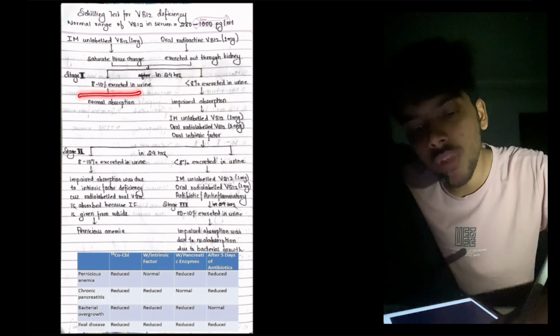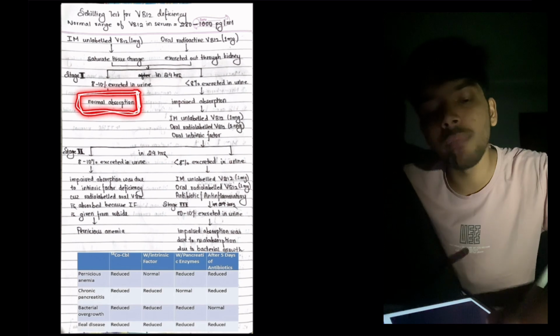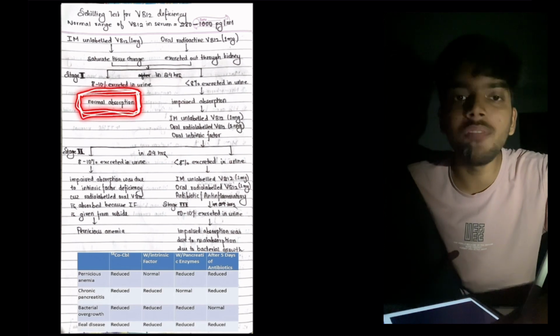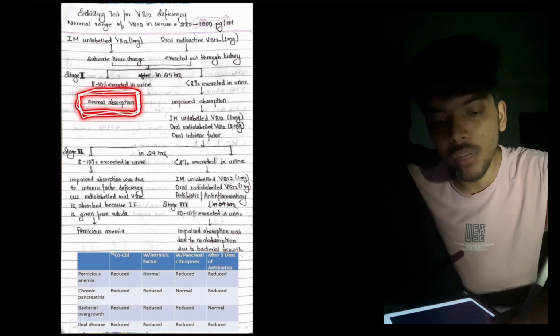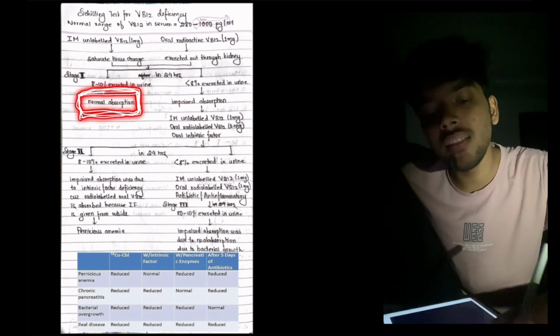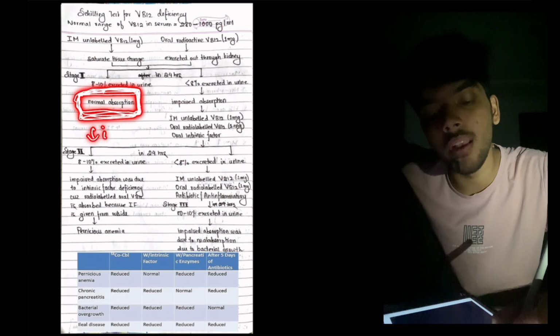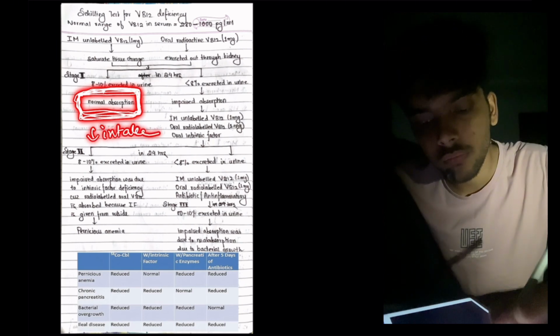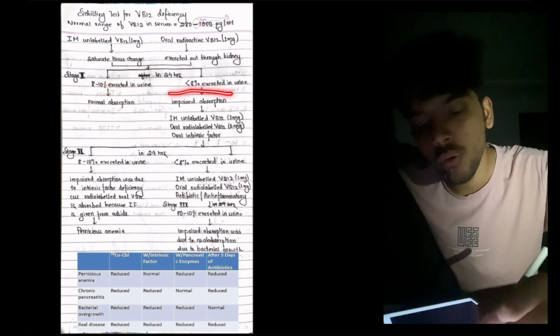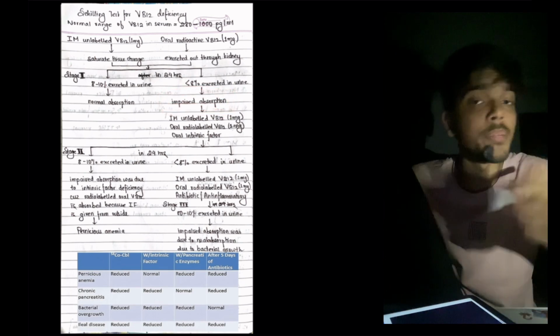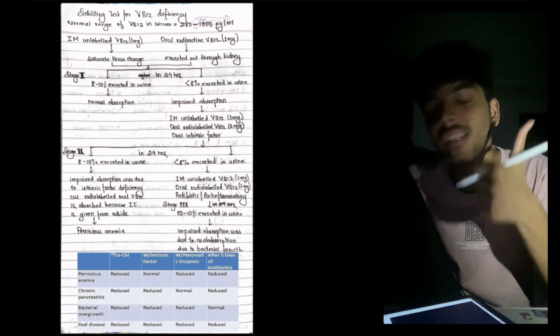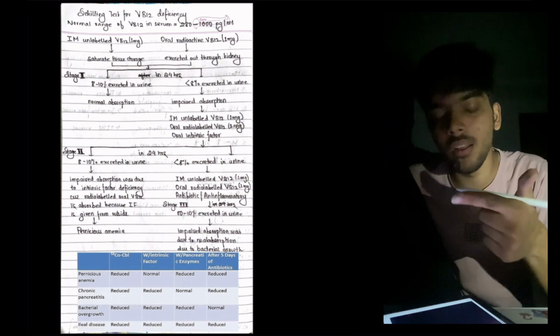So in the first case, when there is normal absorption and the person has megaloblastic anemia along with peripheral neuropathy due to vitamin B12 deficiency, you can say that this person is having vitamin B12 deficiency due to less intake. In the second case, you have impaired absorption. Now, impaired absorption can be due to two reasons, either intrinsic factor deficiency or bacterial growth.